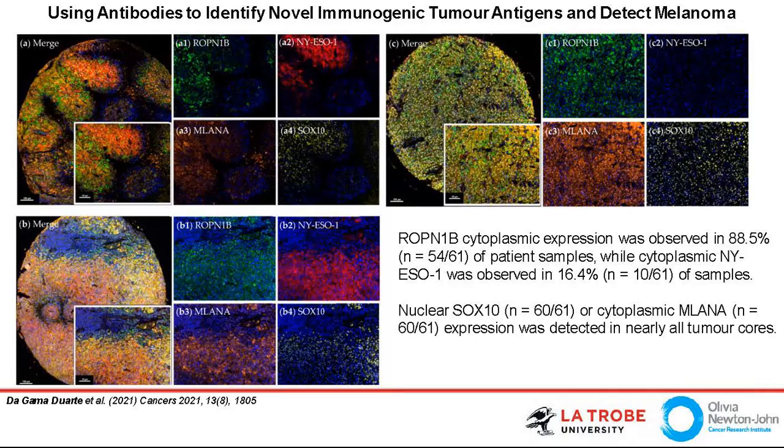We confirmed that we were able to detect roprin protein expression in 89% of patient samples that we tested, whereas NY-ESO-1 was only observed in 16% of samples, which was very interesting. So we are outperforming the current gold standard or the current gold tumor antigen in melanoma, which is ESO, by far.